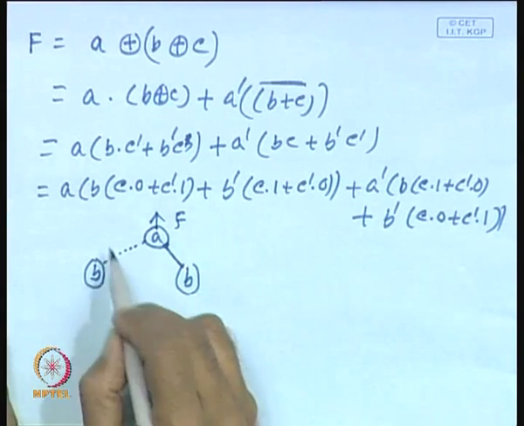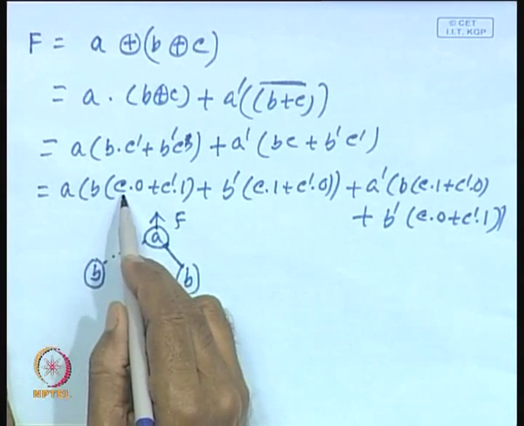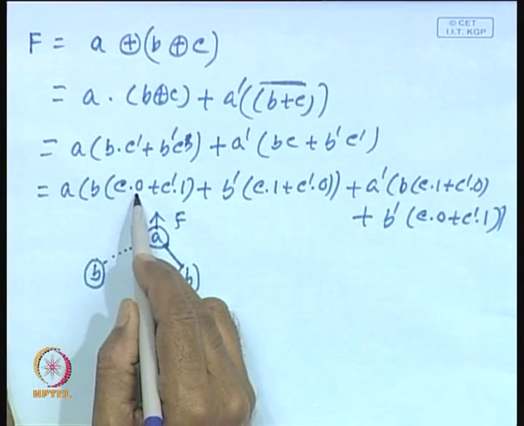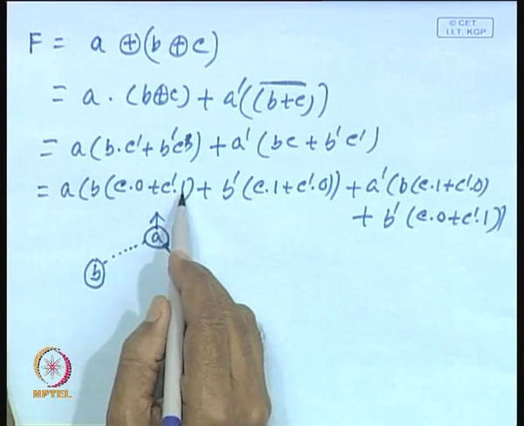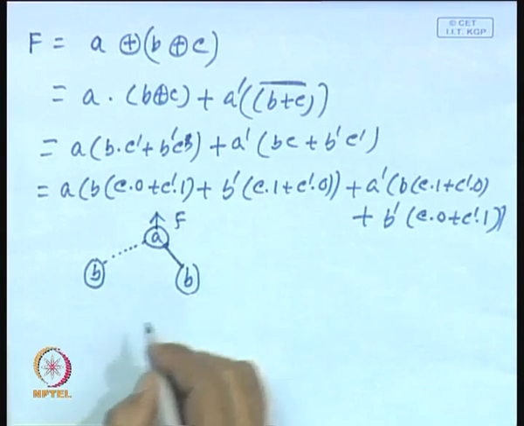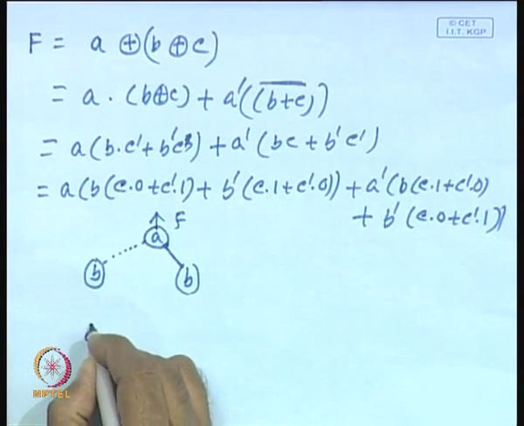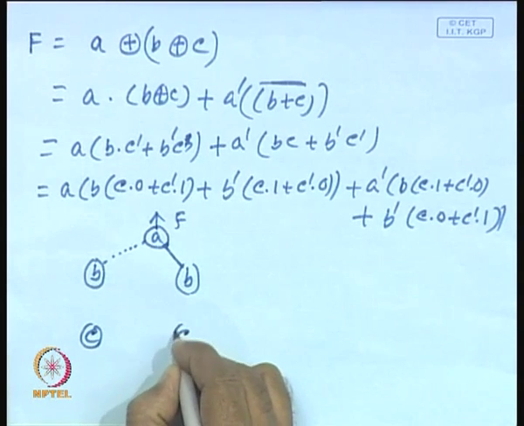Now, as you can see, A B goes to C, A B goes to C and that goes to 0, C bar goes to 1, C bar goes to A B, C goes to 0 and C bar goes to 1. So, we will have two more arms, C and C.